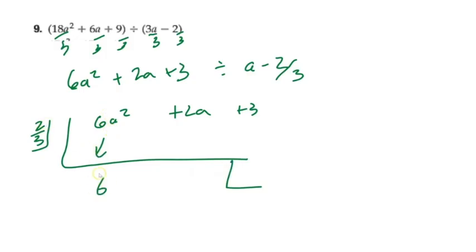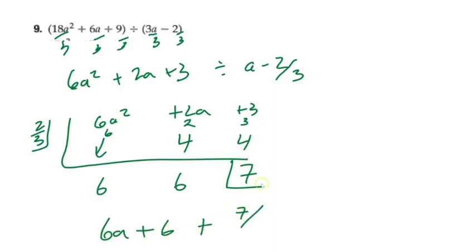2 times 6 is 12. 12 divided by 3 is 4. Add down, we get 6. 6 times 2/3 is going to be 4. 3 plus 4 is 7. And 1 power less, 6a plus 6 plus 7 over what we divided by, and we divided by this, a minus 2/3. Totally fine answer. It's an equivalent fraction. We just reduced it.